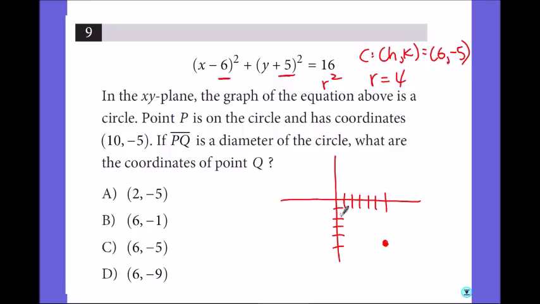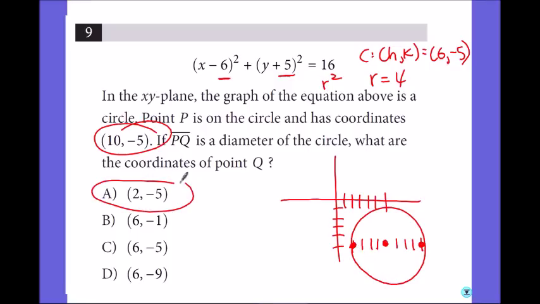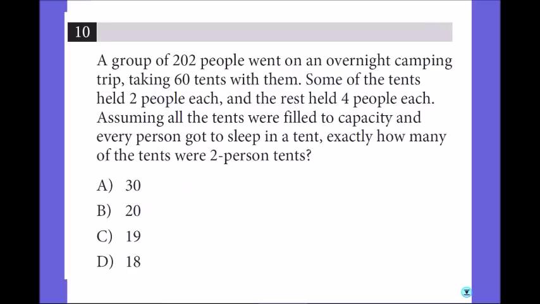So it's 1, 2, 3, 4. That, right? The point they gave you. So if you're looking for this point on the left, 1, 2, 3, 4. So it must be 1, 2, 3, 4. So 2 comma negative 5. Yes. So the diameter has both ends on the circle.